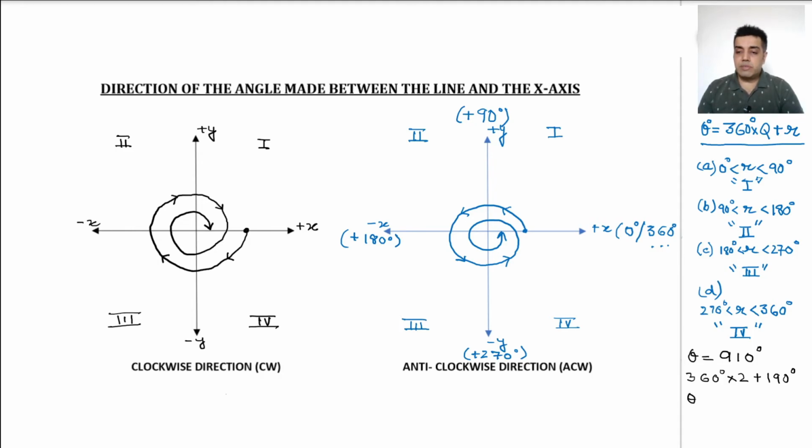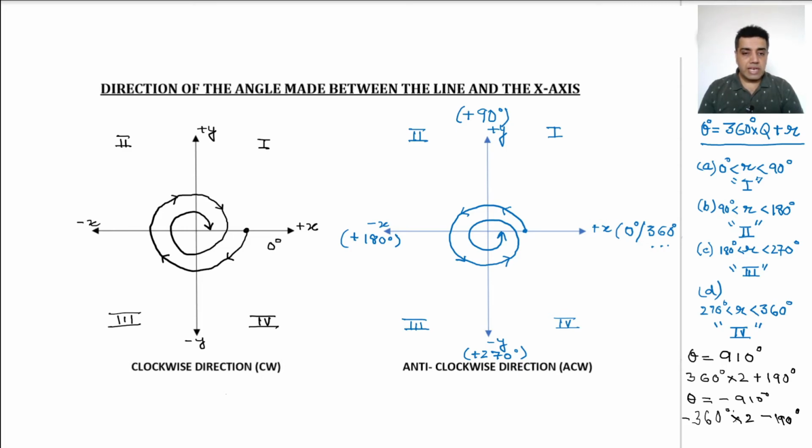Analogously, if somebody had given me the value of theta as minus 910 degrees, we would have said that this is nothing but minus 360 degrees into 2, and then we would have added another minus 190 degrees to it. Now when I say adding minus 190 degrees, what do I mean? For that, let me refer to the clockwise direction, in which the positive direction of the x-axis, from where we start, is 0 degrees.